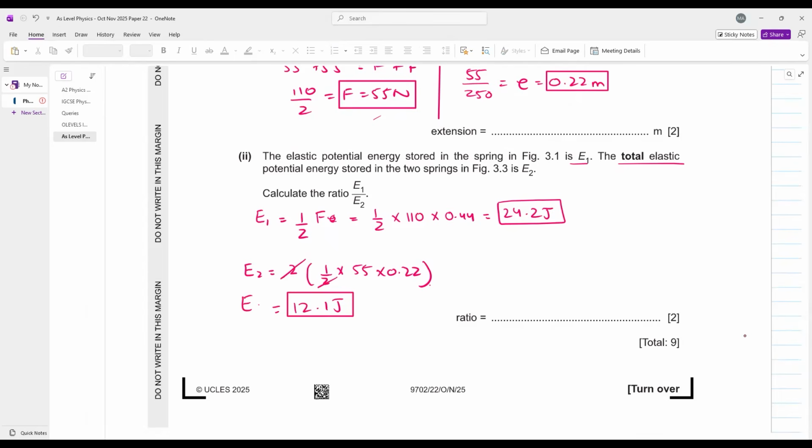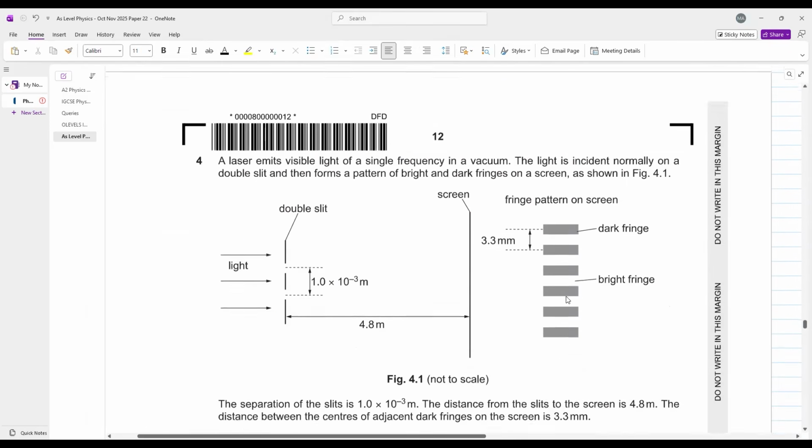Simple. Can you calculate the ratio E2 over E1? E2 over E1 निकाल सकते हो. E2 is 24.2, E1 is 12.1. The ratio comes out to be 2. Simple. आगे पढ़ते हैं.